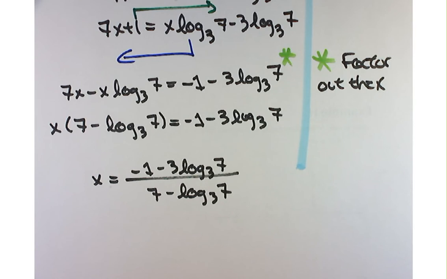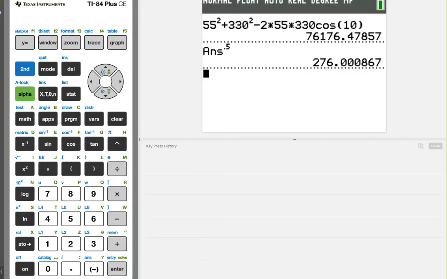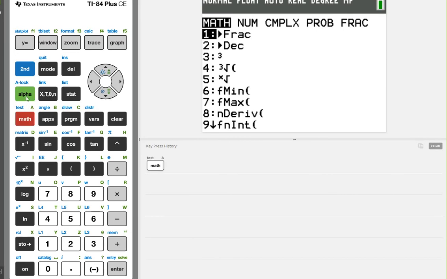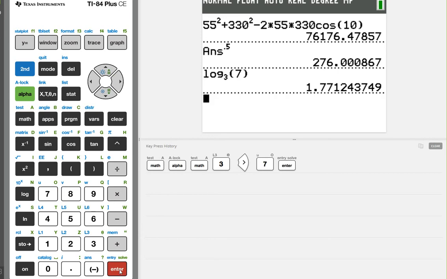Remember, if you hit the math key and then alpha A, that's going to take you to a place where you can calculate log of any particular base. So real quick here, math, and then alpha A, that gives you log base 3 of, for instance, 7. So it should be someplace between 1 and 2. Perfect. Okay, let me keep going.